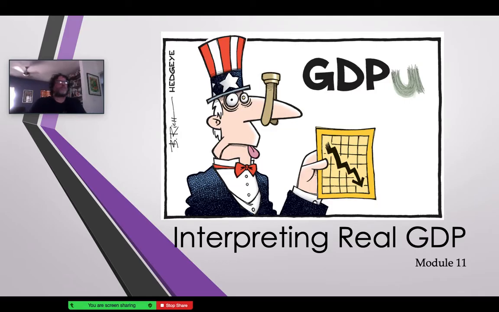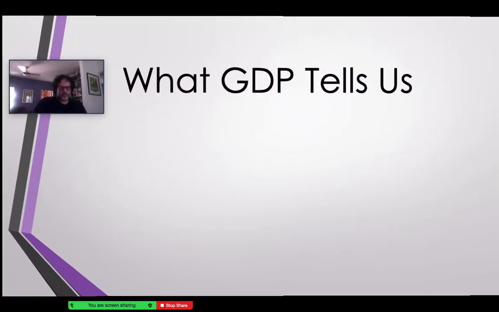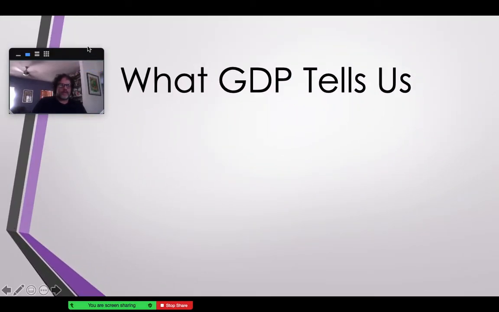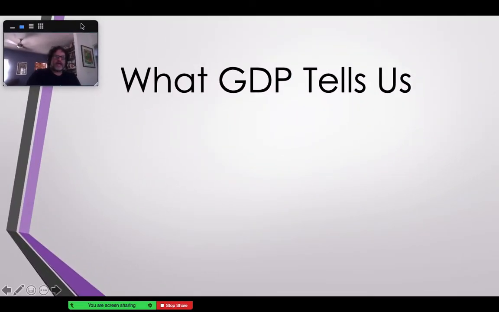All right, interpreting real GDP. This is how we calculate GDP. So what does GDP tell us? And again, if you're looking at current events, if you're looking at the news at all, you're going to hear a lot of talk about GDP.